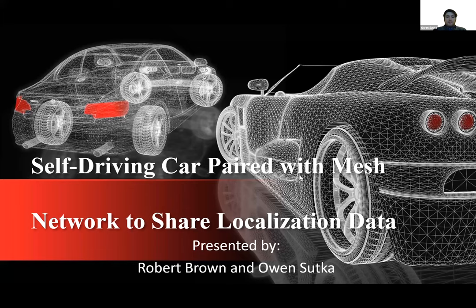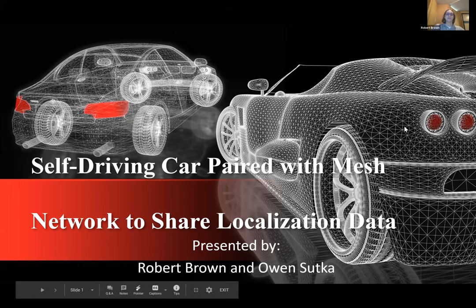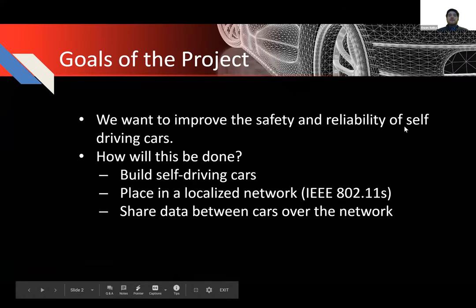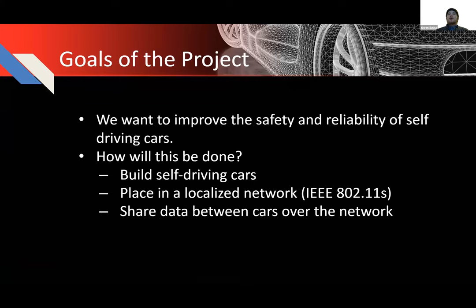All right. I'm Owen Sipka, and this is our project. It's a self-driving car paired with a mesh network to share localization data. This is Robert Brown. And I'm Robert Brown, yeah. So the goals of the project: we wanted to improve the safety and reliability of self-driving cars. We're going to do this by building an actual prototype model of the cars, and then we're going to put them into a localized network, a mesh network, using IEEE 802.11s protocols, and then we're going to share some data through those cars over the network to see if that actually improves their abilities.